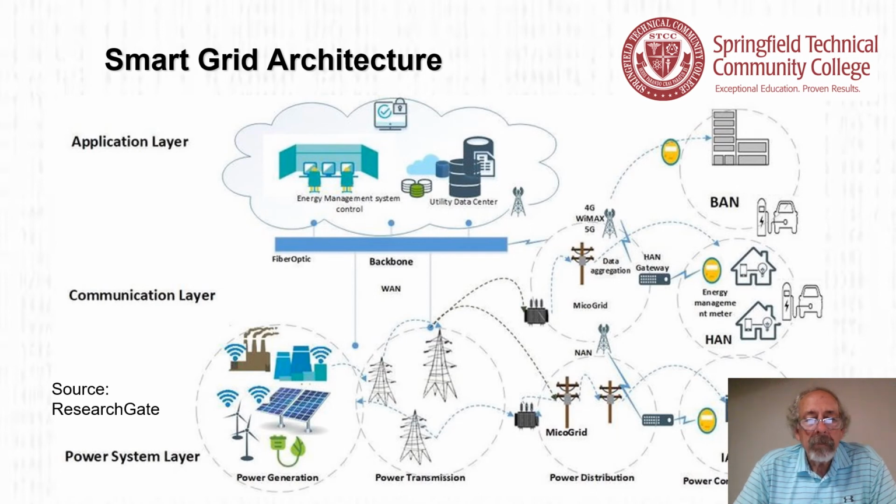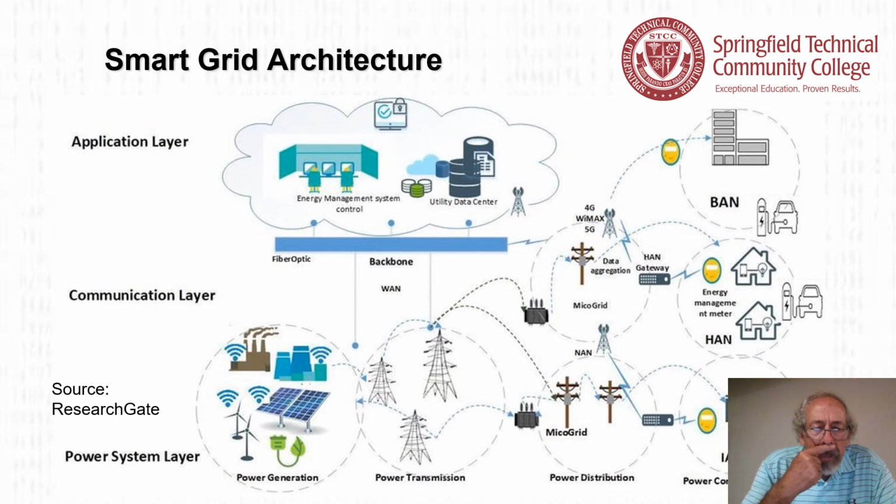So here's a diagram of a smart grid architecture, and people like to put these things in layers again. So that's kind of the influence of IT on this. At the top, you see the application layer, energy management system control, utility data center. You see a fiber optic backbone there. Communications layer, you see a WAN. You see BAN over on the top far right. What type of network? The building area network. A HAN, home area network. An IAN is an industry area network.